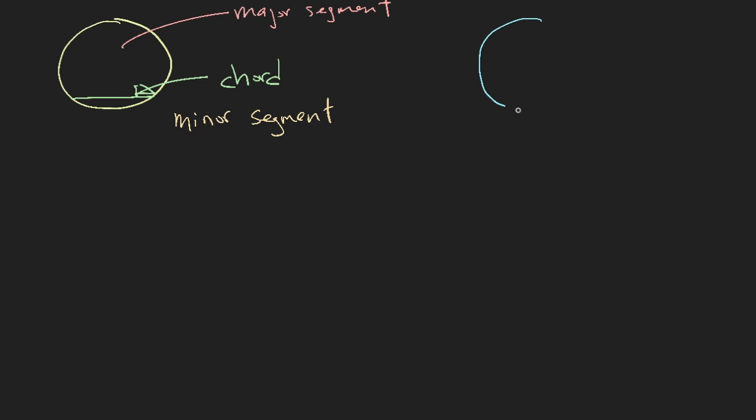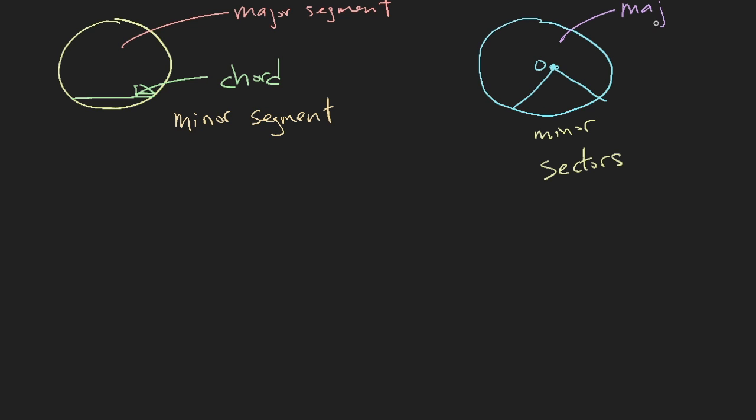But if you divide the circle like a pizza, like this, where this is the origin, the center of the circle, this small part and the big part will be called sectors. So the smaller slice will be the minor sector, and the larger part, the rest of the pizza, will be called the major sector.